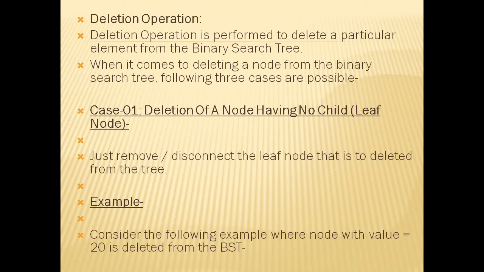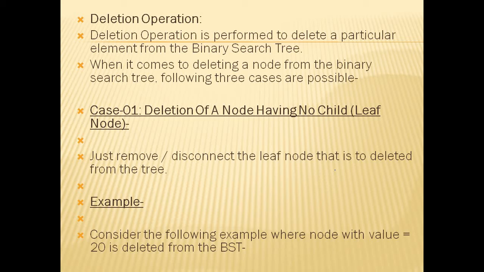So here we have three cases for the delete operation. Case 1: deletion of a node having no child, which means a leaf node. Deletion of a leaf node is very easy. Why? Because it doesn't have any left child or right child, so it doesn't have any further links. We can just remove that particular node without making any other changes. Here we provided one example.